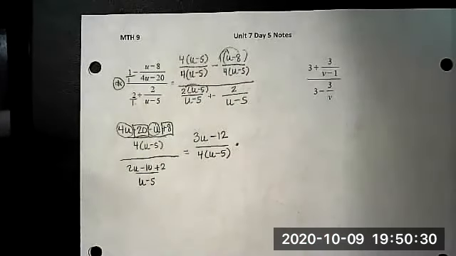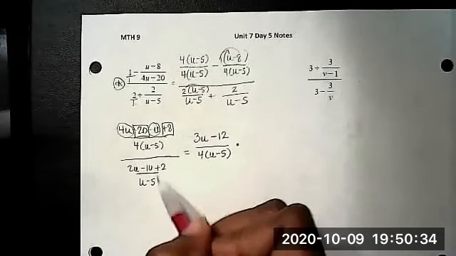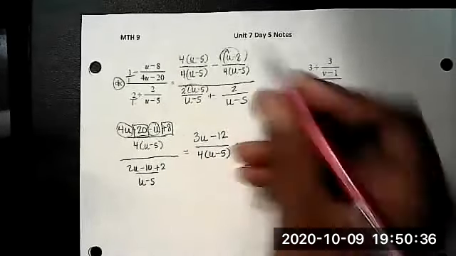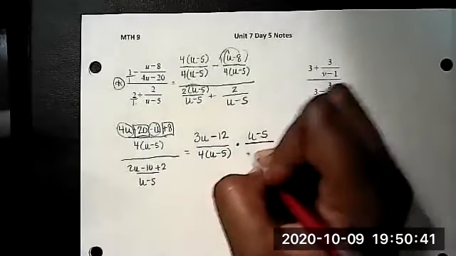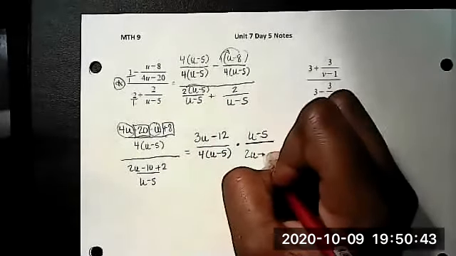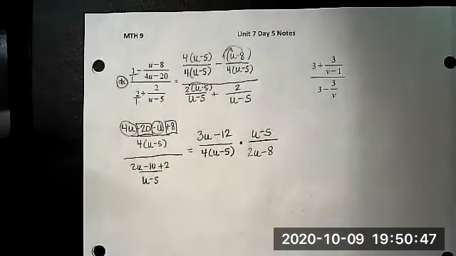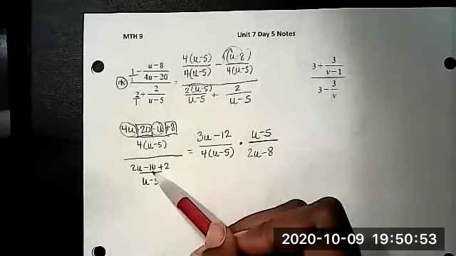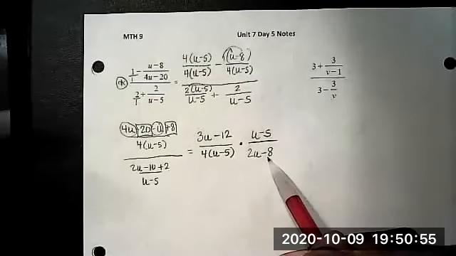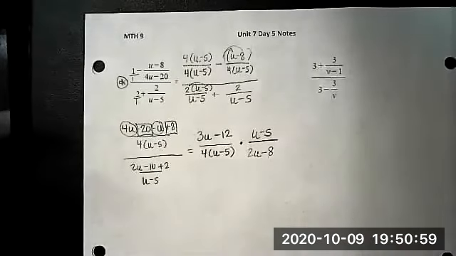Times, why would I make it times? You know you're dividing. I'll just go ahead and flip these to multiply, okay? This now becomes u minus 5 over, I can combine like terms, 2u minus 8, okay? So you see how I did a couple steps together. I combined these like terms, 2u and negative 8, and then I flipped them as well. All right.